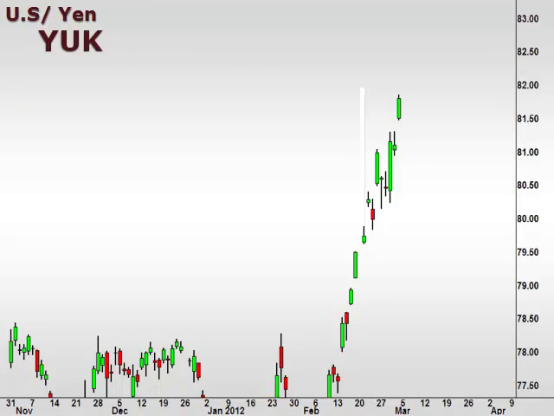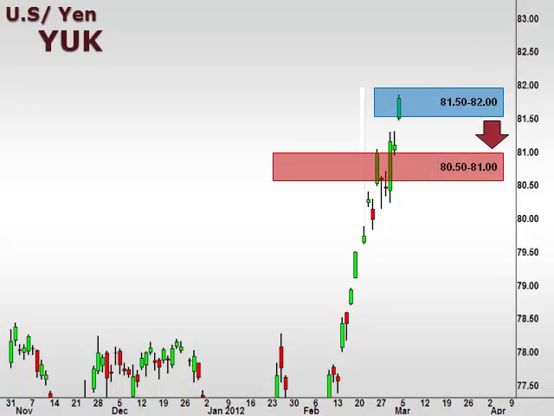Let's take a look at the YUK, the U.S. dollar versus the Japanese yen. Well, the YUK hit our projected target at 81.5, 82 last week, and the trend is clearly to the upside. However, we are open to a pullback, which would likely test support at the 80.5, 81 focal zone.